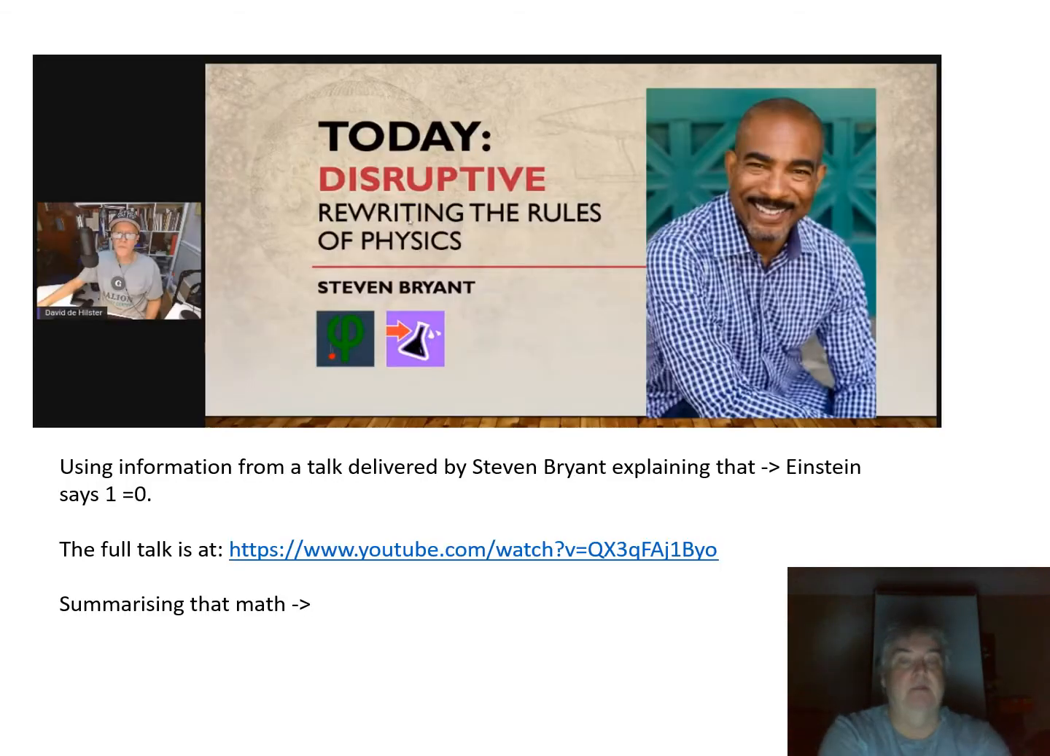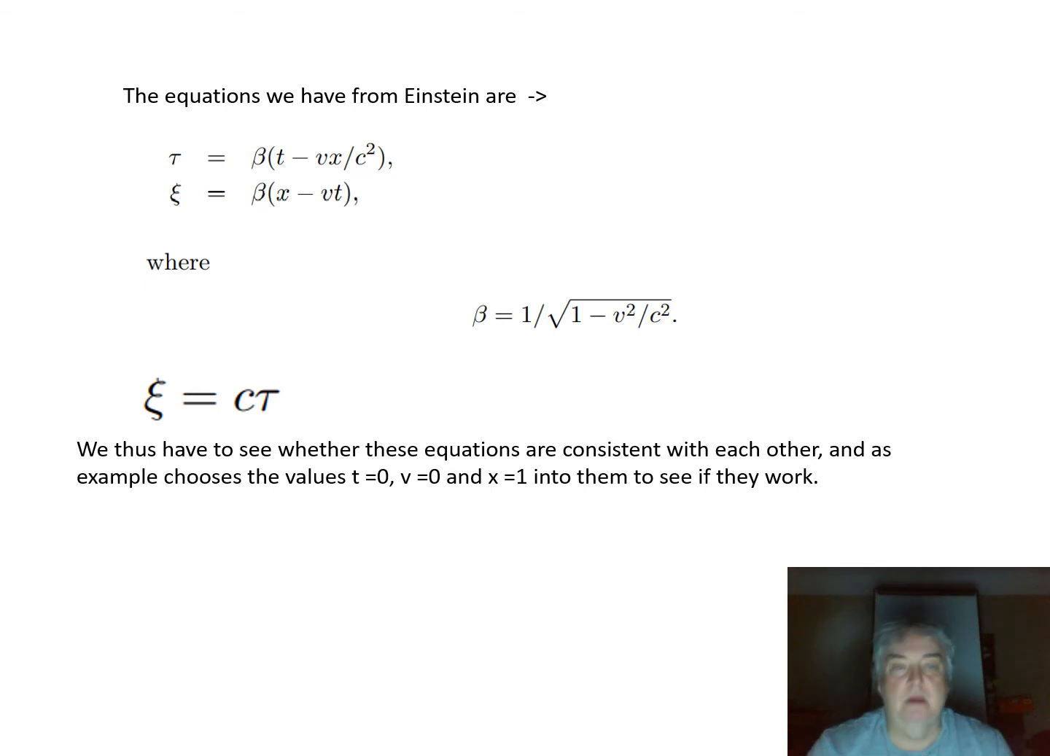Now this is the relevant talk given by Stephen Bryant, and he was looking for the simplest way of explaining that Einstein's relativity doesn't work, and he's come up with showing that Einstein's maths gives you 1 equals 0. So now summarising the maths from that talk, these are the equations we have from Einstein. You just treat them as funny Greek letters and so forth.